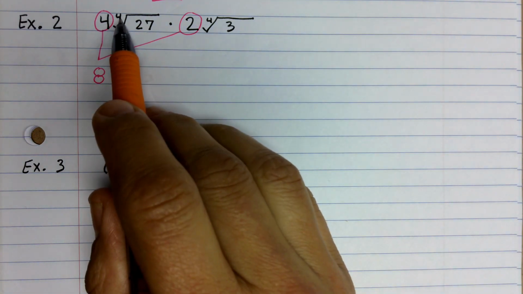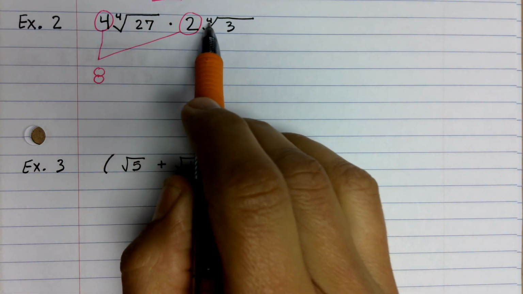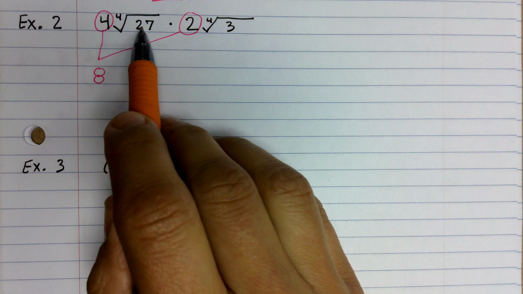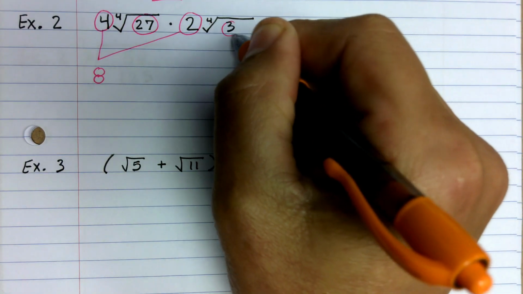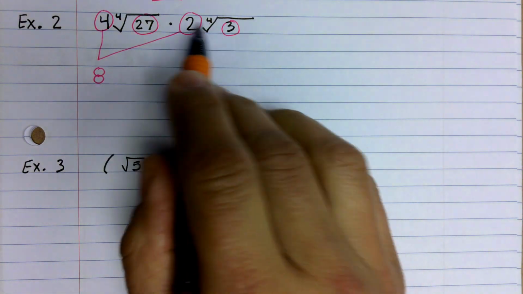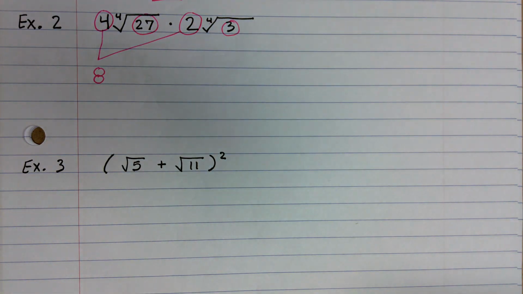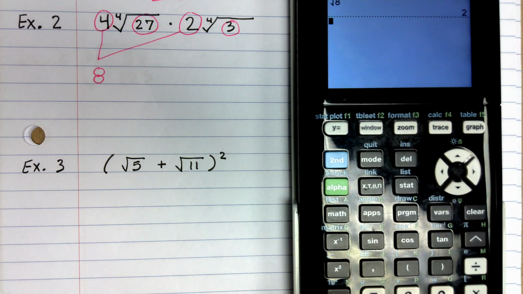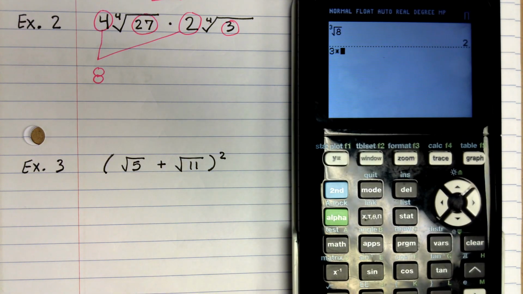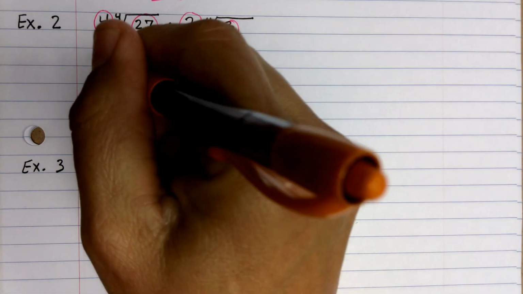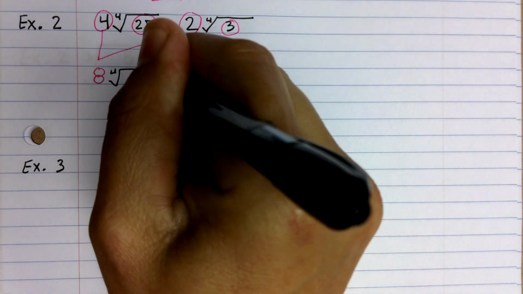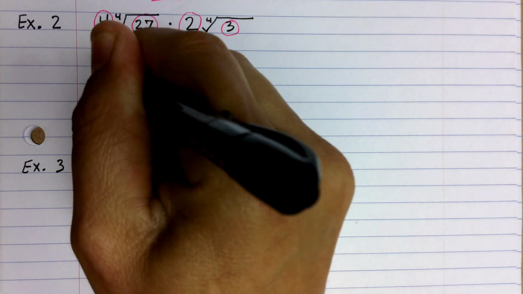Next, since both of these have the same index, there's an index of 4 and an index of 4, I am now going to multiply this radical times this radical. And really what we're multiplying is the radicands. Since they have the same index, we can simply do that and combine them. So I'm going to go ahead and do 3 times 27 in my calculator. And notice it gives me 81. So then I end up with a fourth root of 81.